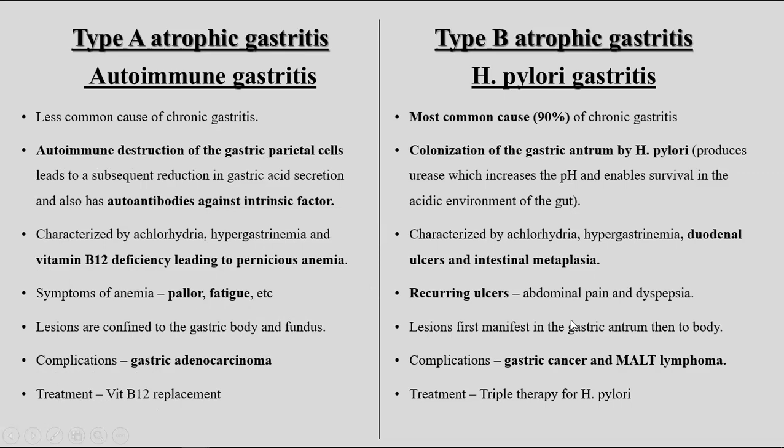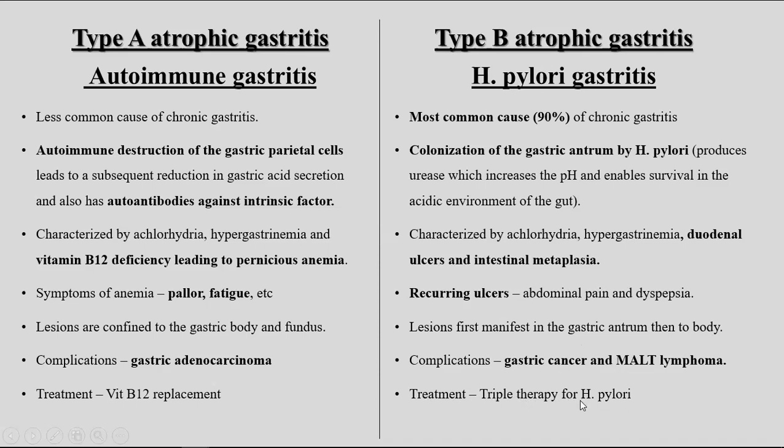So H. pylori gastritis basically has the same clinical picture as PUD, so you're going to have recurring ulcers. Like I said, in H. pylori gastritis, it depends upon the distribution of H. pylori, so here it's going to be more common in the gastric antrum, and then it's going to spread to the entire body as well. Complications in this case are gastric cancer, and because it's a chronic infection, you're also going to have increased risk for MALT lymphoma, which is mucosal associated lymphoid tissue lymphoma. And the treatment for it is basically the same, so you just treat them with triple therapy for H. pylori.